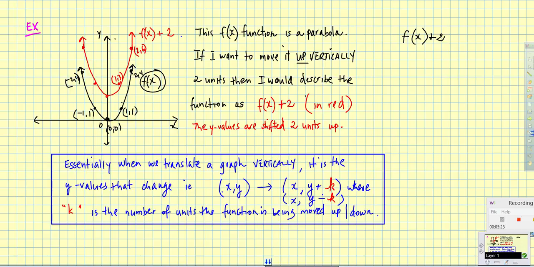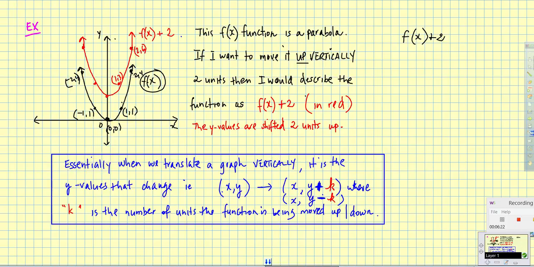Now, the general rule that we use in translating a graph vertically, when we're showing where the new graph is going to be, is that my values of x and y, whatever they are on a graph, will go to (x, y plus k), where k is the constant, the number of units that the graph is moving. If it's plus k, my graph is moving up k units, and if it's minus k, my graph is moving down k units.